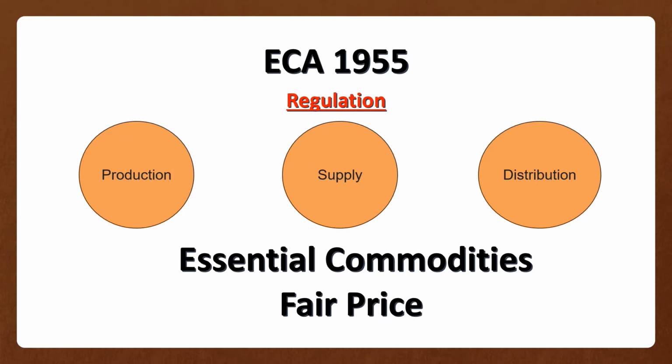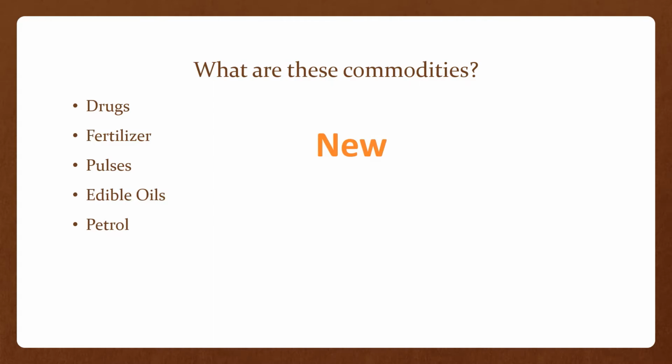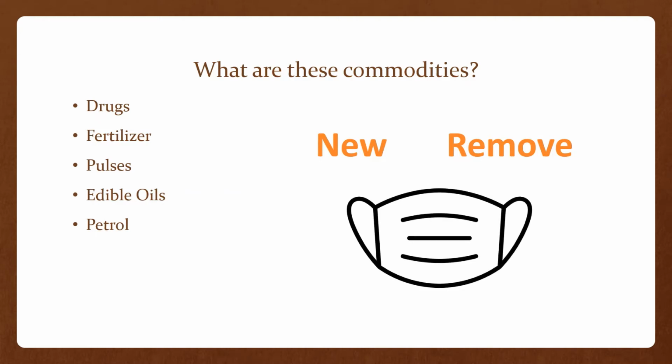The list of items under the Act include drugs, fertilizer, pulses, edible oils, and petrol. The government can include new commodities as and when required and take them off the list once the situation improves. For example, the masks were added to the list at the beginning of the COVID pandemic and removed in July.